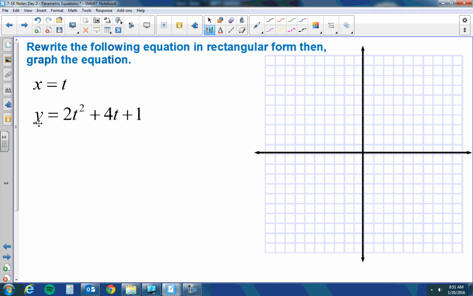Now, first thing we're going to do before we draw it is go ahead and convert this to rectangular. And like I said, it's something as simple as this. All you're doing is replacing t with x here.